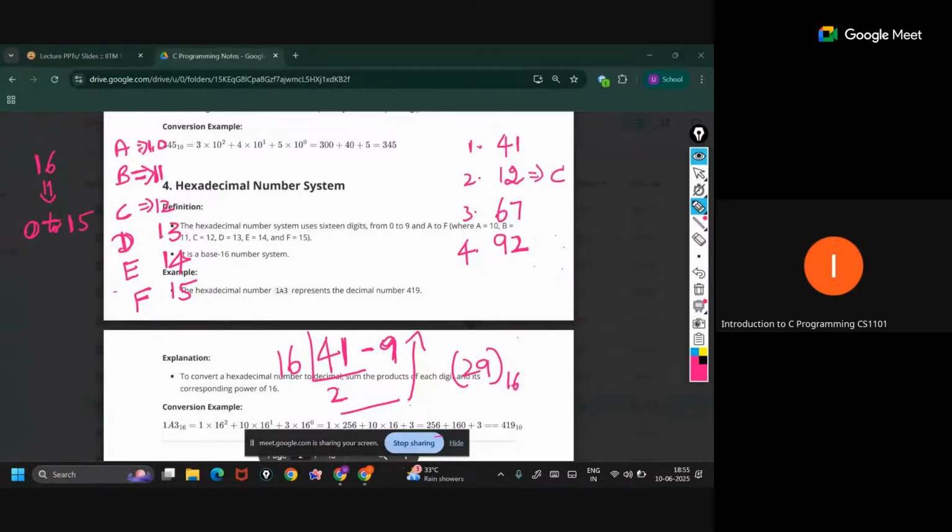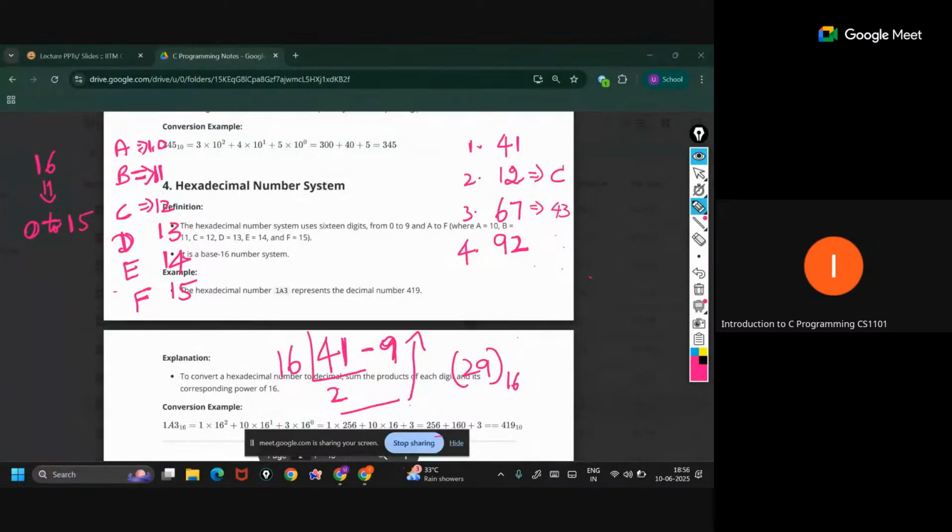Yes, 4, 3. Because we know that we have to divide it by 16, right? So we'll get it as 4. And how about the remaining? Actually, what is 16 into 4? We'll get it as 64, right? So the remaining is 3. So we'll get it as 4, 3. Is it clear, people?